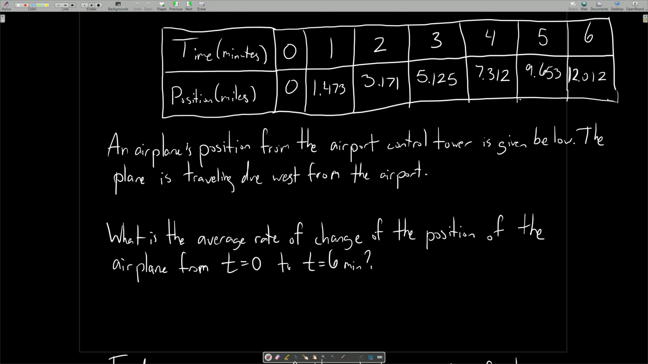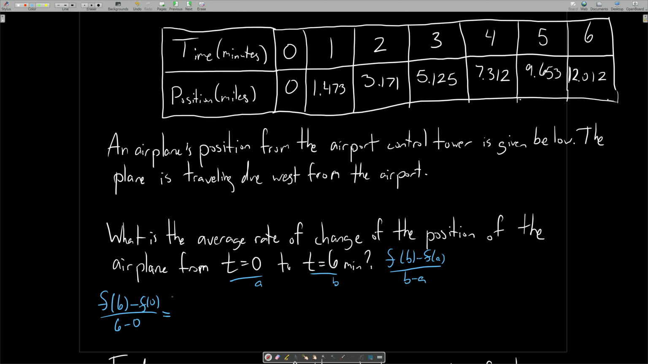An airplane's position from the airport control tower is given. The plane is traveling due west from the airport. What is the average rate of change of the position of the airplane from t equals 0 to t equals 6 minutes? So we're going to use the average rate of change equation I showed you in the last video. f of b minus f of a over b minus a, where your first number is your a and the second number is your b. So you have f of 6 minus f of 0 over 6 minus 0.